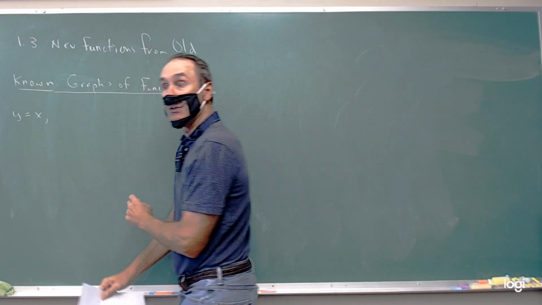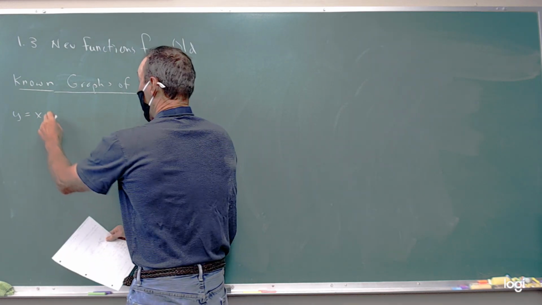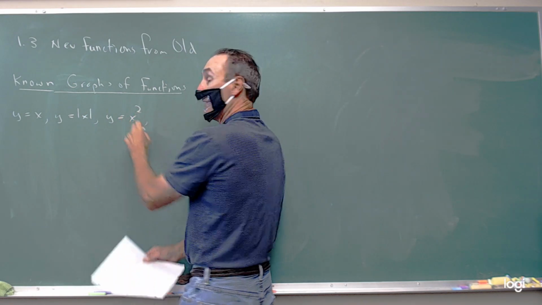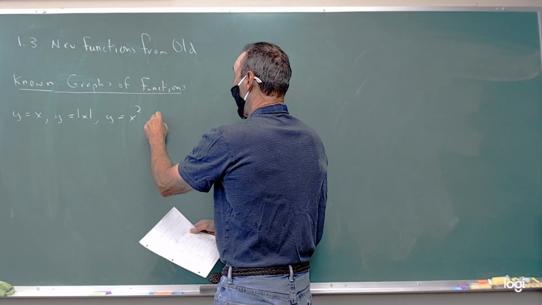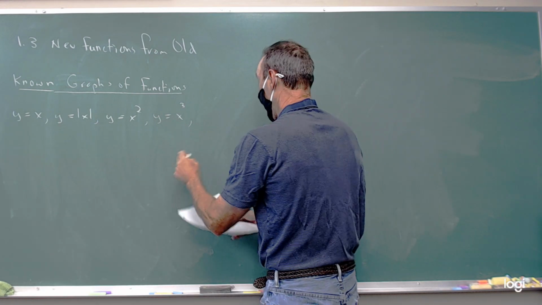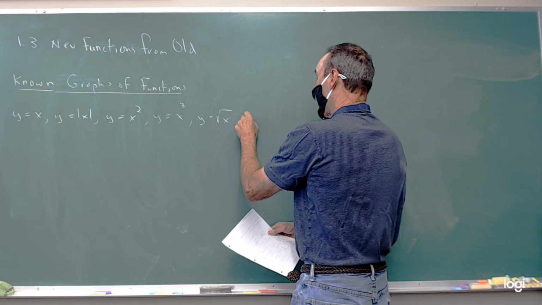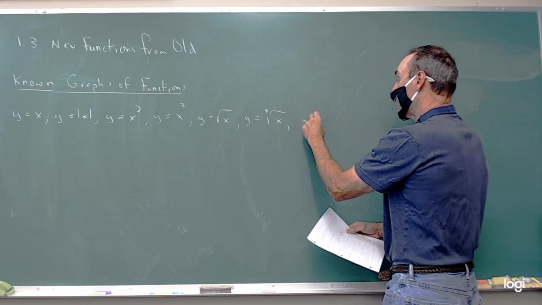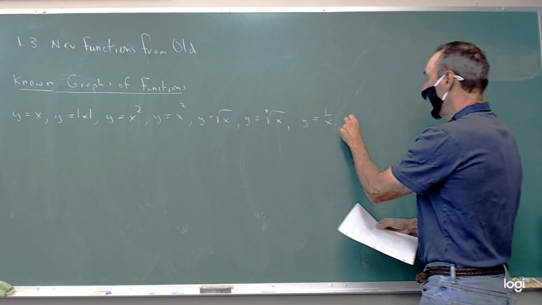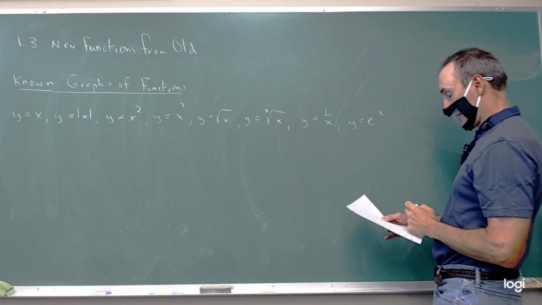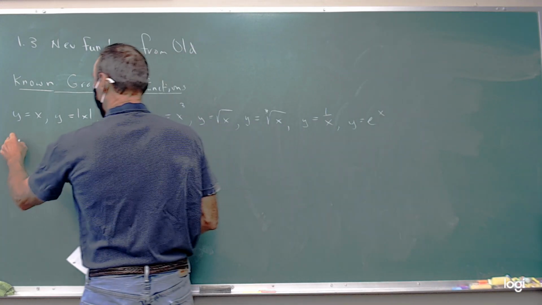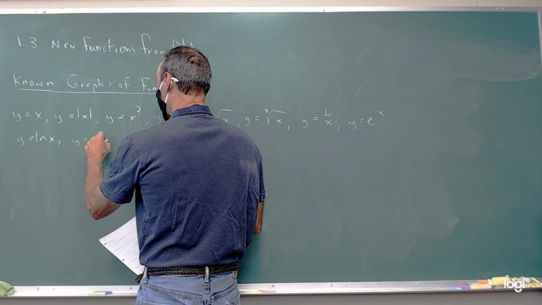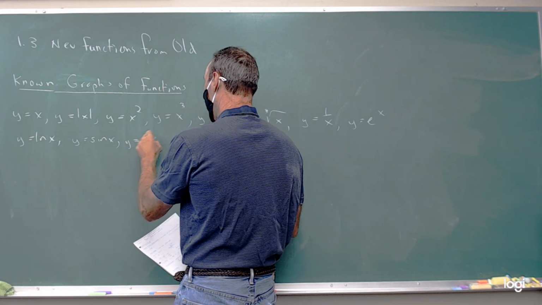So certainly you should know what is y equals x, y equals the absolute value of x, y equals x to the second, y equals x to the third, y equals the square root of x, y equals the cube root of x, y equals 1 over x, y equals e to the x, y equals natural log of x, y equals sine of x, y equals cosine of x.